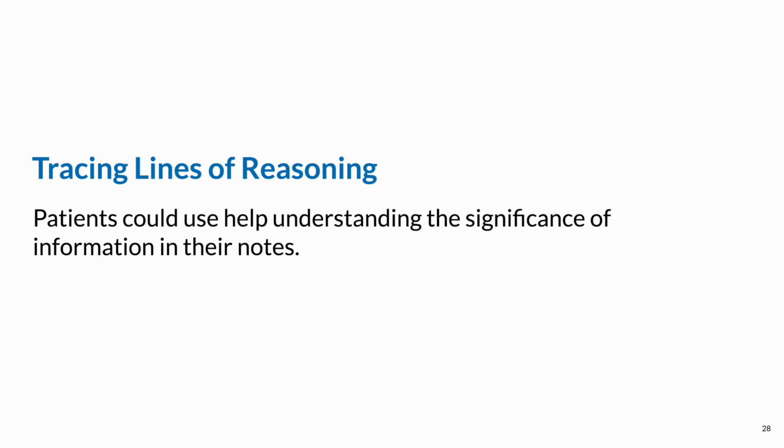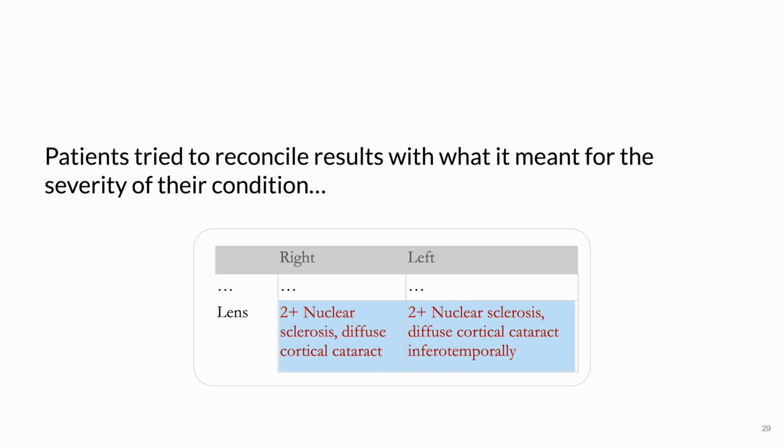Patients often felt that they did not understand the significance of information in their notes and desired interpretation and contextualization of the kinds that could only come from their clinicians. Patients often tried to reconcile results with what it meant for the severity of their condition. For example, this patient described finding a test result in their note that had been highlighted in their record, and so presumably had drawn the clinician's attention, but it had not been explained to them.